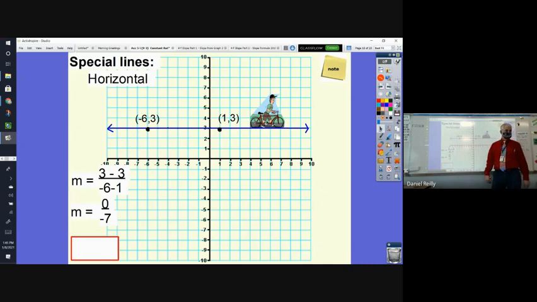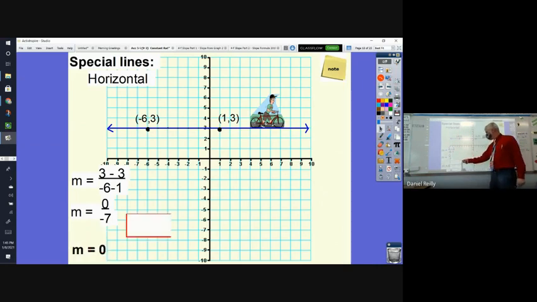3 minus 3 is 0. But how would that convert into a decimal? Would it just be 0? Yeah, that's it. 0 out of -7. This horizontal line has a slope of 0 forever, no matter what numbers, no matter where it is. So we could just put 0 for that. 0 is the slope.